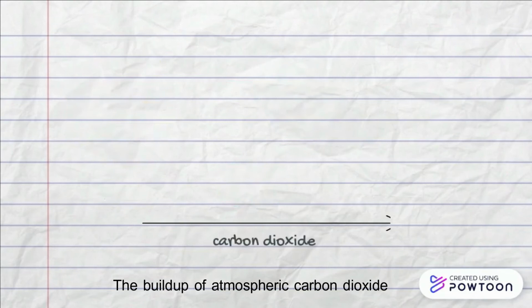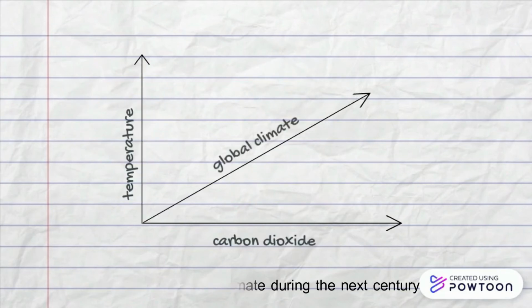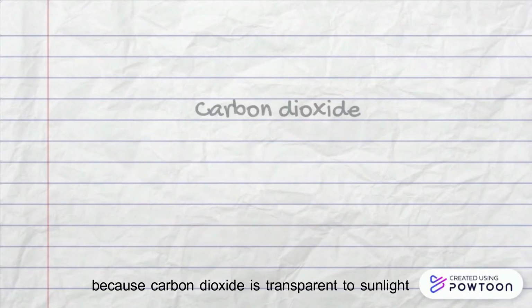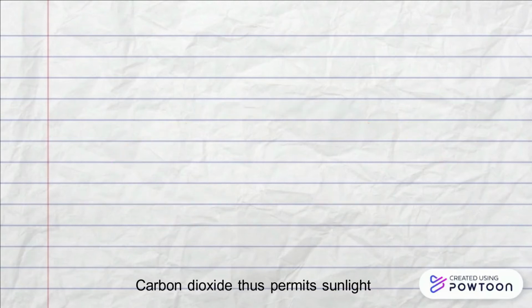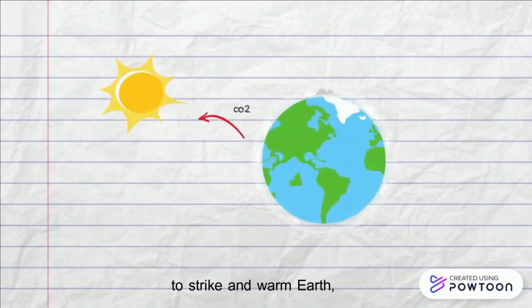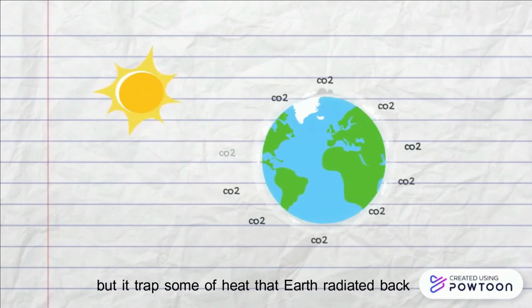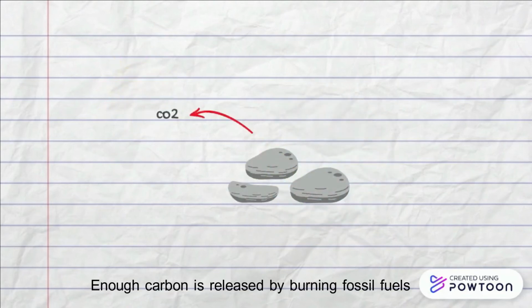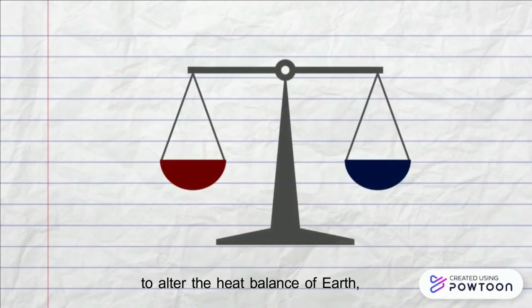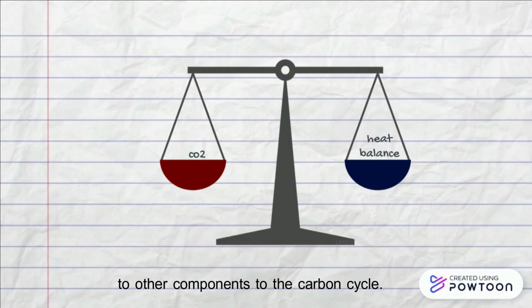The built-up atmospheric carbon dioxide will warm the global climate during the next century because carbon dioxide is transparent to sunlight but opaque to the radiated heat. Carbon dioxide does permit sunlight to strike and warm Earth, but it traps some of the heat that Earth radiated back towards space. Enough carbon is released by burning fossil fuels to alter the heat balance of Earth, even though the absolute quantity is small relative to other components of the carbon cycle.